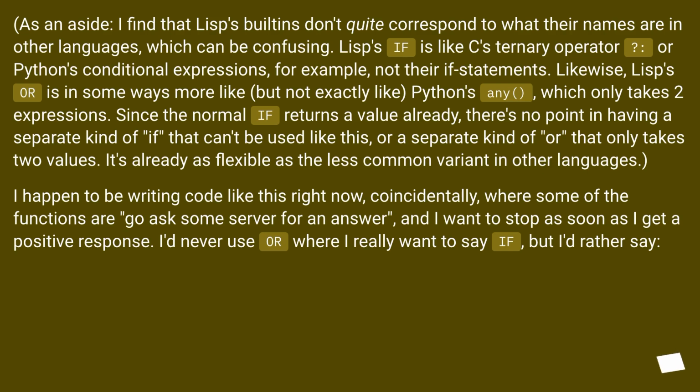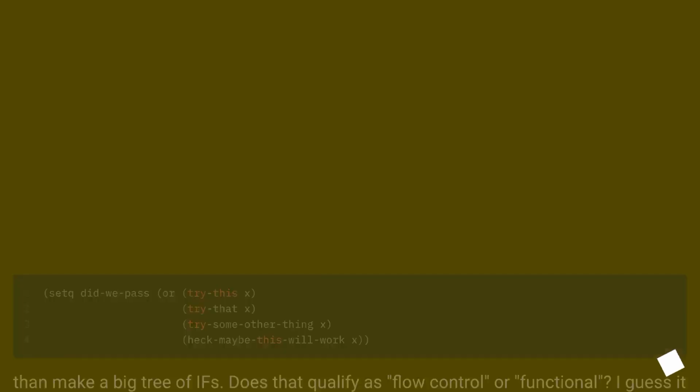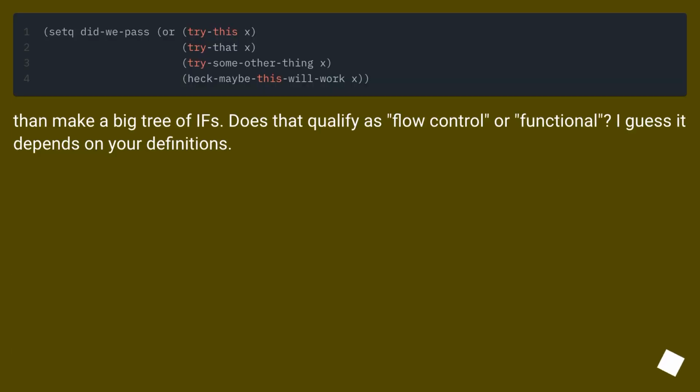It's already as flexible as the less common variant in other languages. I happen to be writing code like this right now, coincidentally, where some of the functions go ask some server for an answer, and I want to stop as soon as I get a positive response. I'd never use "or" where I really want to say if, but I'd rather say this, then make a big tree of ifs. Does that qualify as flow control or functional? I guess it depends on your definitions.